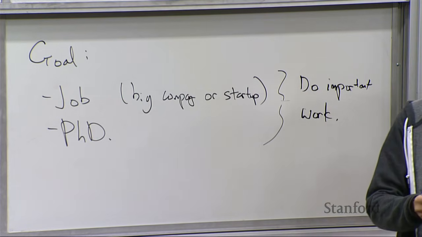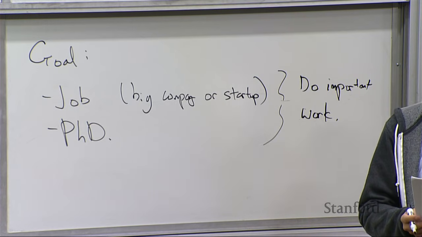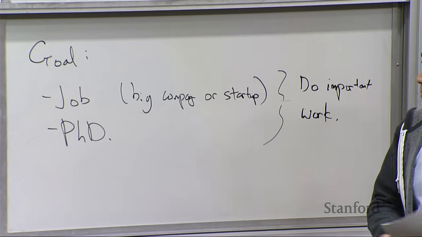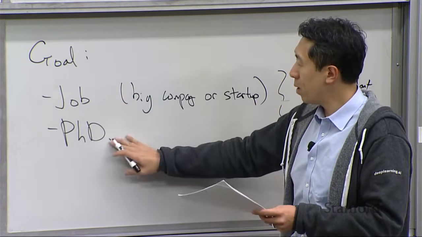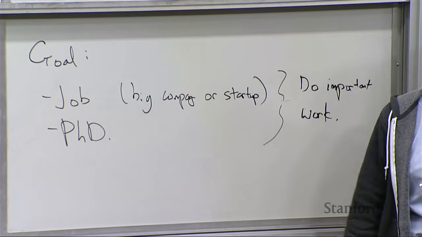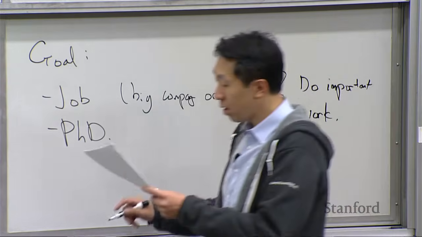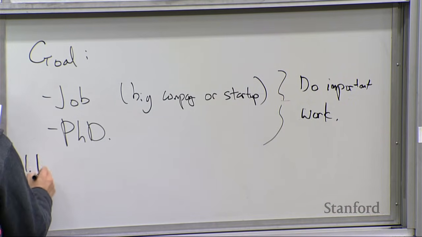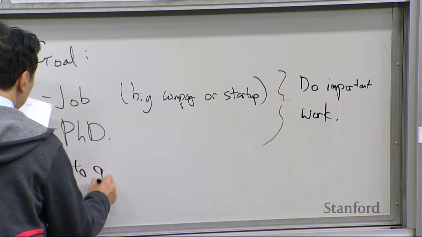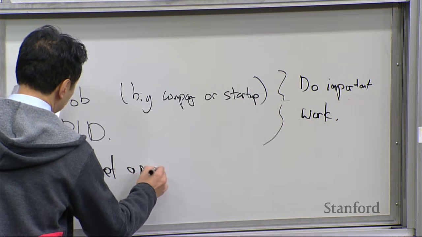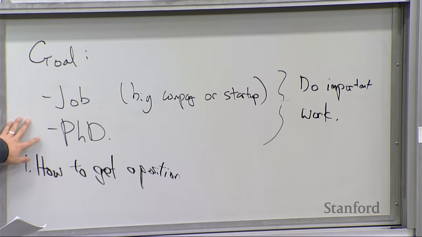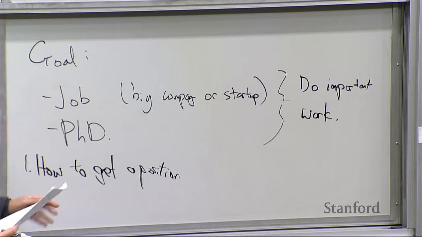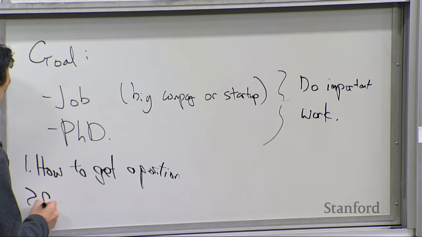Right? So what I'd like to do today is break this into how do you find a job or join a PhD program or whatever that lets you do important work. And I want to break this discussion into two steps. One is just, how do you get a position? Right? How do you get that job offer, or how do you get that offer of admissions in the PhD program or admissions in the master's program or whatever you want to do? And then two is selecting a position.